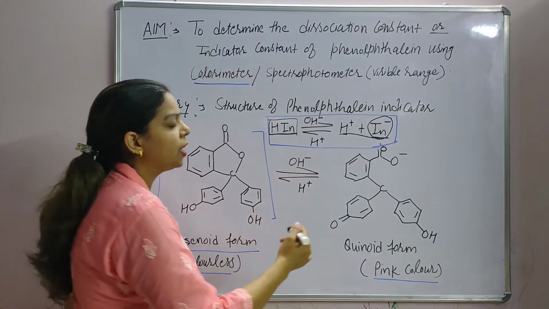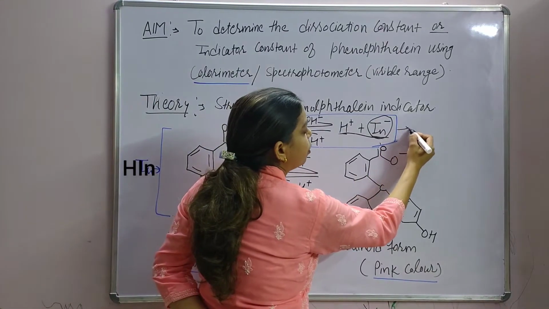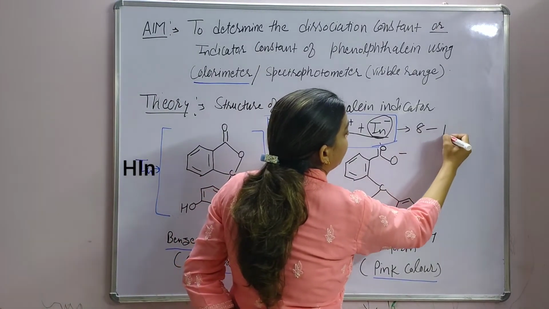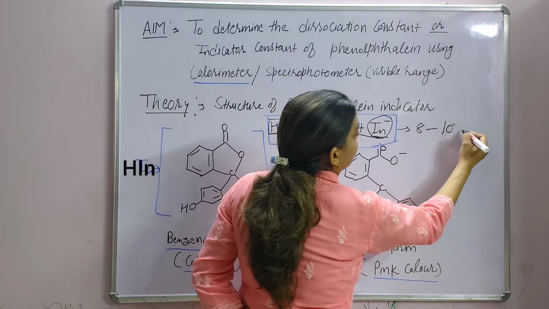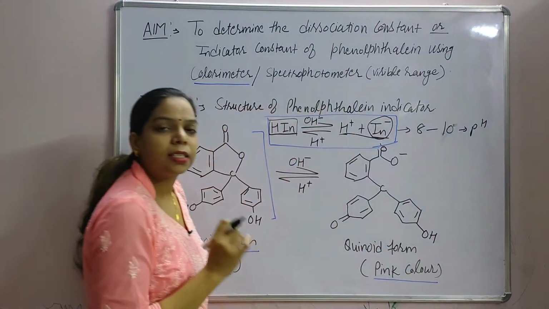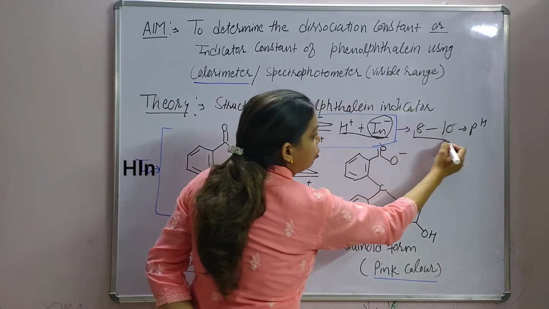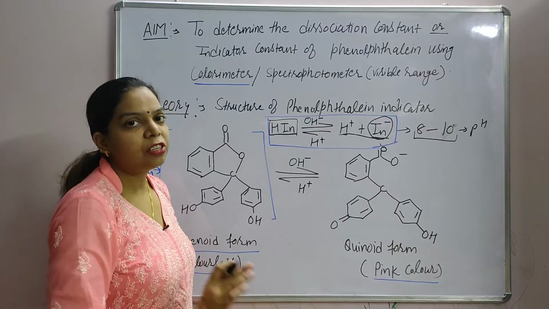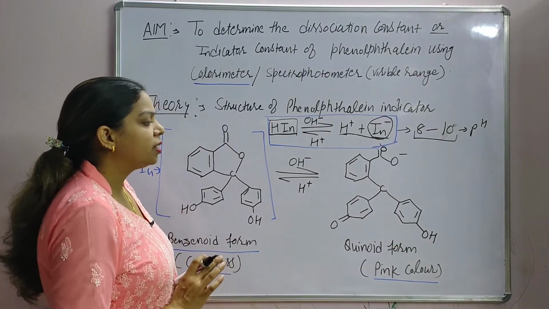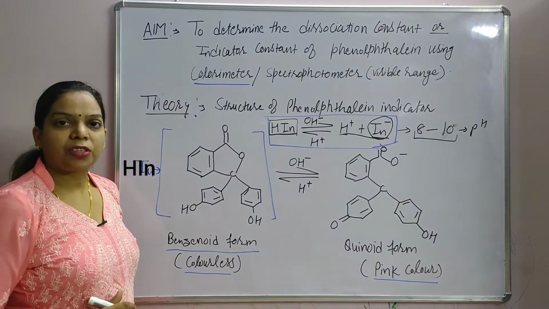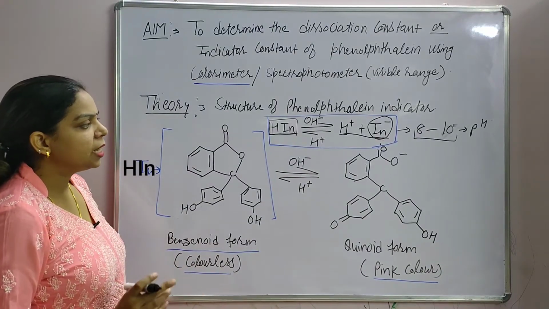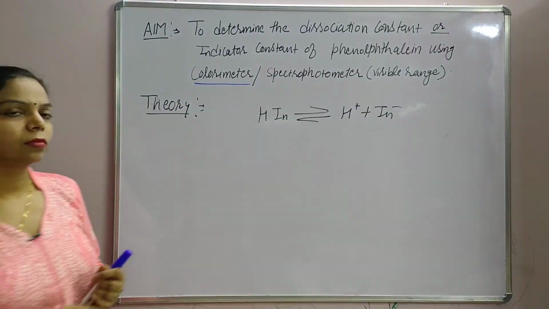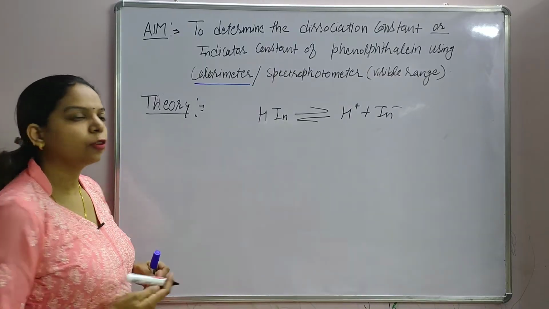All right, so that is why we say that for phenolphthalein the working range is from 8 to 10 pH. Until the pH of the solution approaches this value, the indicator phenolphthalein will not furnish pink color. So this is the concept behind this reaction, and you can note down the structure. Now let's see in detail how we can find out the reaction constant for this reaction.